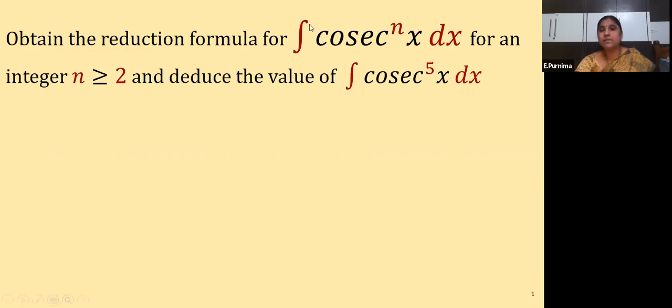Many times this sum has been repeated in our board exams for a 7 marks question. You have to find the reduction formula for this, and using the reduction formula, this value has to be found out. Understood? So let us do this sum.